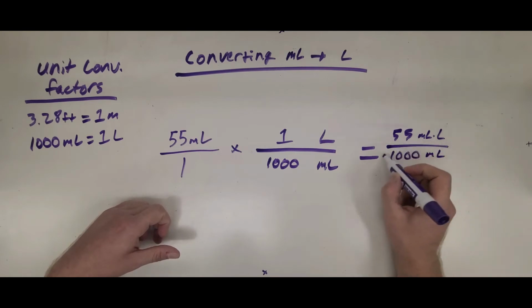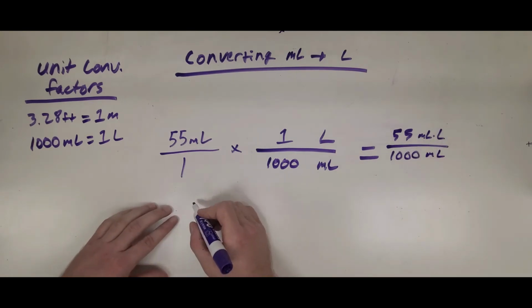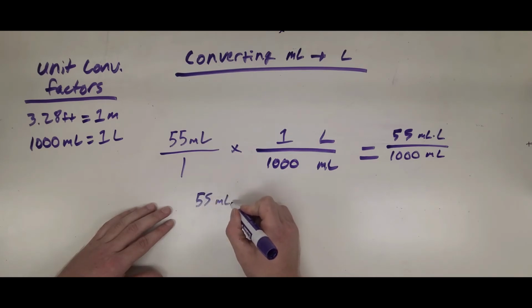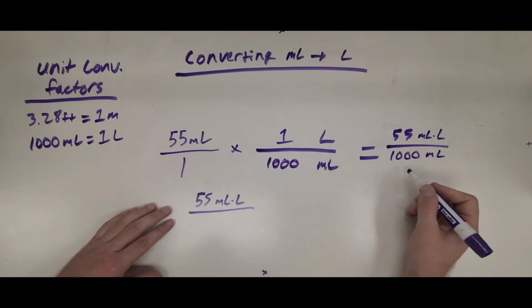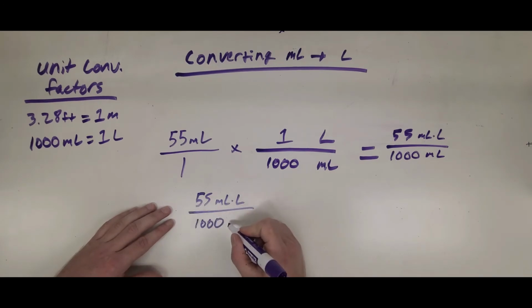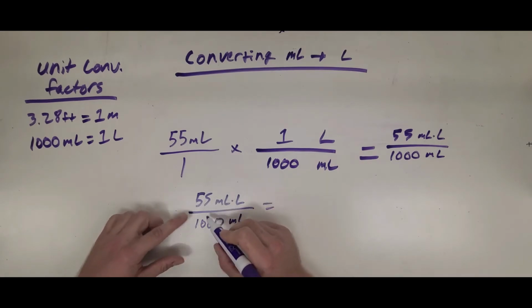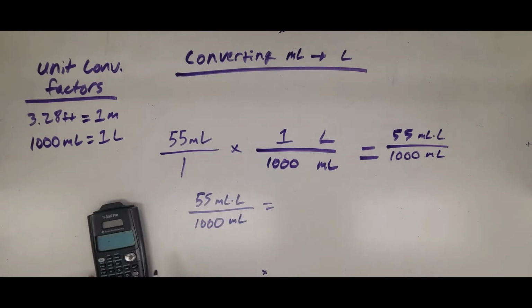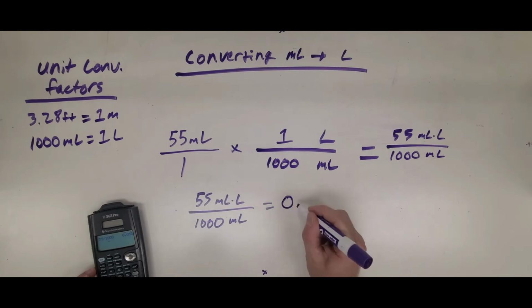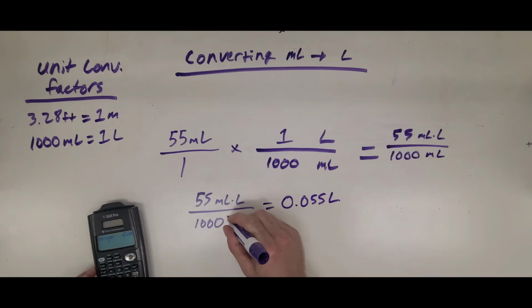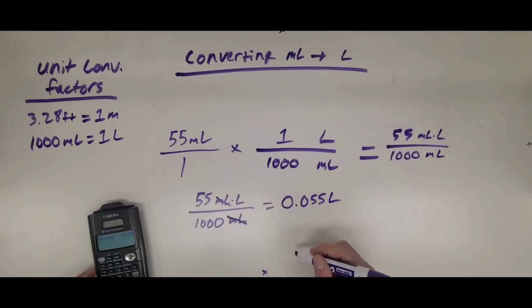We need this bottom part to equal 0, so I'm going to bring this down here. We have 55 milliliters and 1,000 milliliters. 55 divided by 1,000. I'm sure I could have mathed this in my head, but it's better to know than to think. Equals 0.055 liters when milliliters and milliliters cancel out on the top and the bottom.